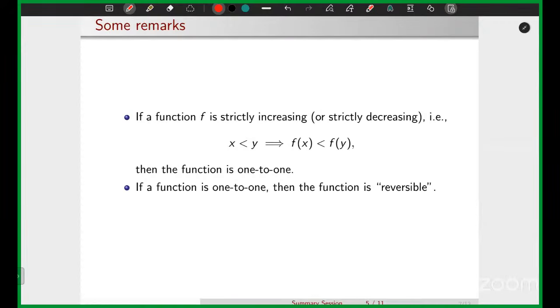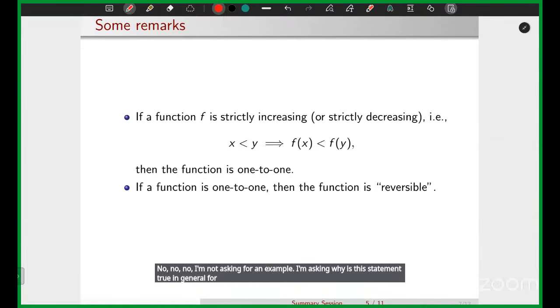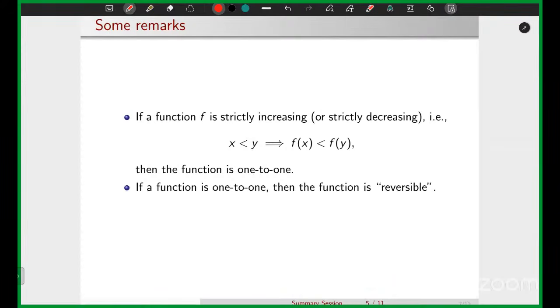Y is equal to x square, that function. No, I'm not asking for an example. I'm asking why is this statement true in general for functions, for increasing functions? So what is an increasing function?